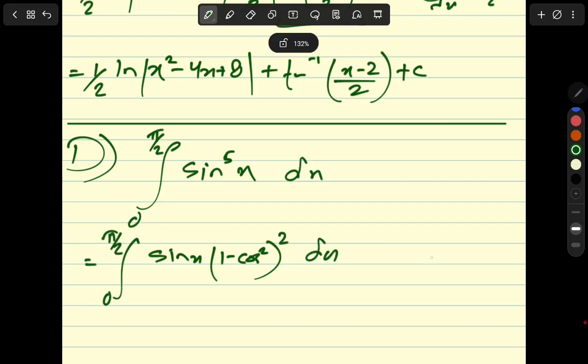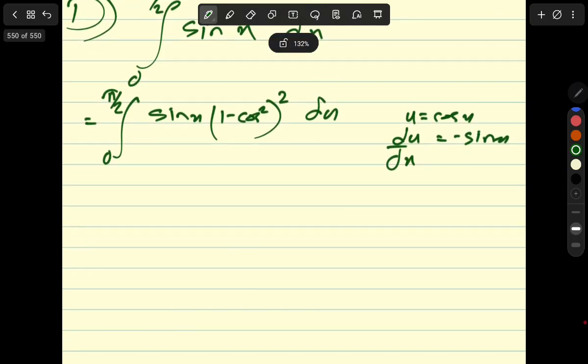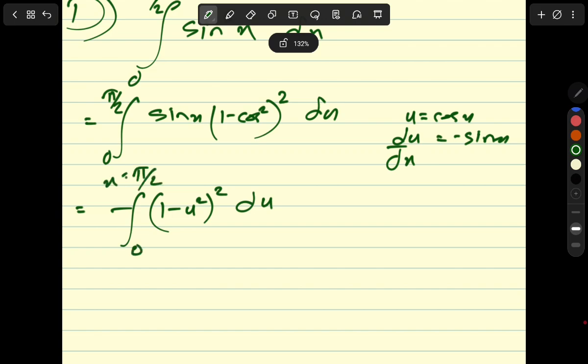The limit is from 0 to pi by 2, and now I can make the substitution. u is equal to cos x, so du by dx is going to be minus sine of x. So I'm going to have (1 minus u squared) power 2, and sine x is going to cancel with negative sine x, and I'm going to have a negative here, and there's going to be a du, and I'm going to use the x limit only. I'm going to convert it back into x form, right?